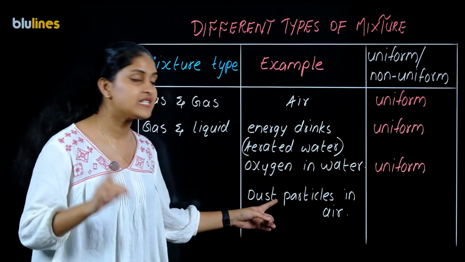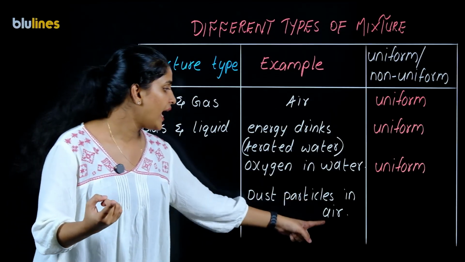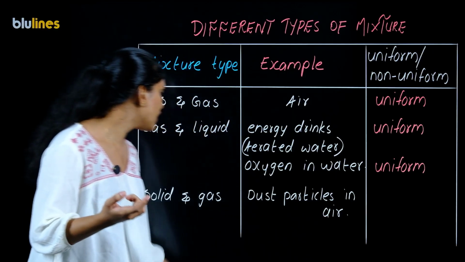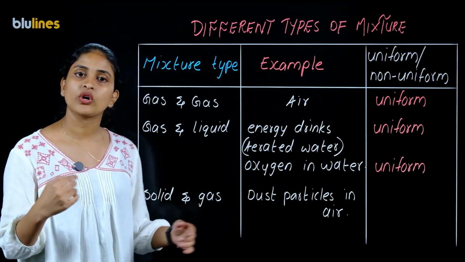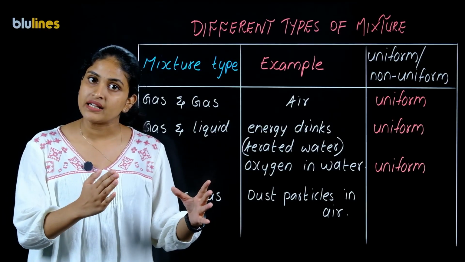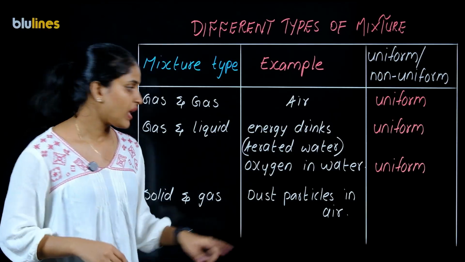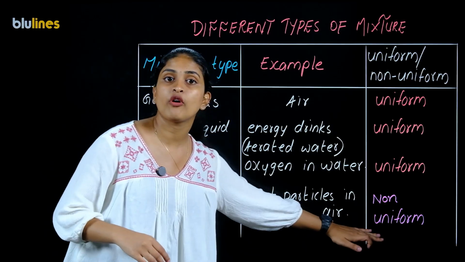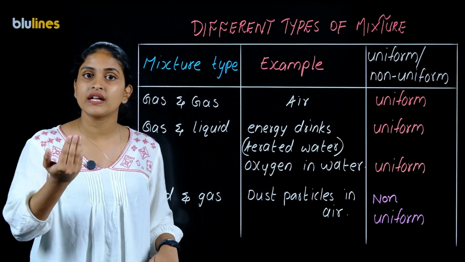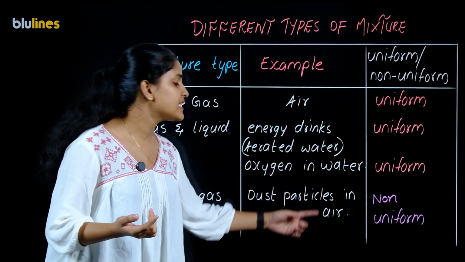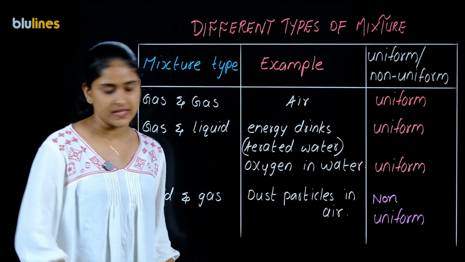So, dust particles are solid material, air is gaseous material. So, dust particles in air is an example of a solid and gas mixture. Not only dust particles, carbon particles in air are also an example of a solid and gas mixture. And this is non-uniform in nature. You could see those dust particles with your naked eye, right? So, we could say that solid particles in air is a non-uniform mixture.